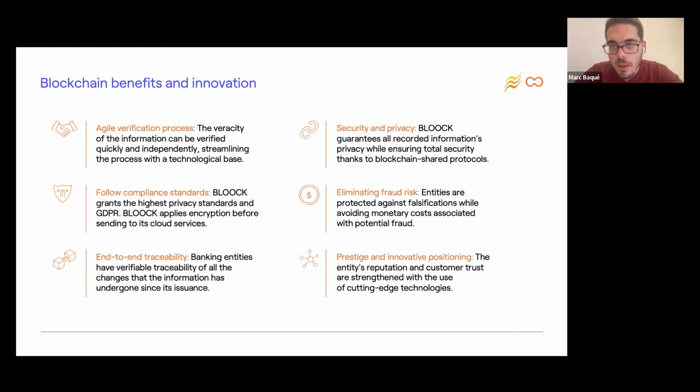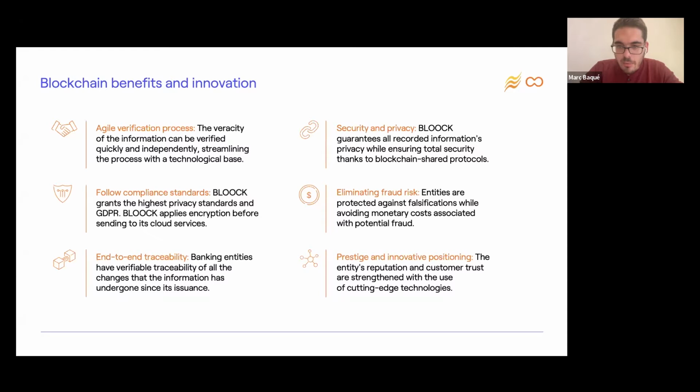Okay. The fourth one is security and privacy, and that's basically because Blook guarantees that all the recorded information complies with privacy, and we ensure total security because of decentralization. Once we publish things in blockchain, the data integrity and authenticity can be verified autonomously, without even the manipulation of Blook behind it. We can assure mathematically the security and privacy of the process.